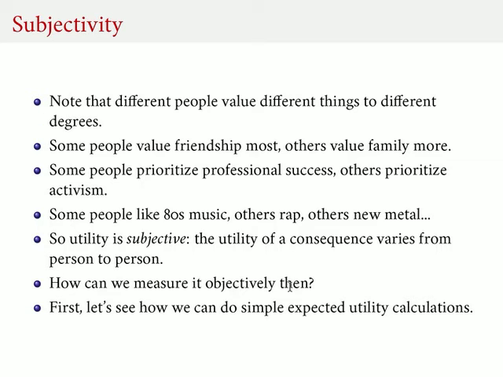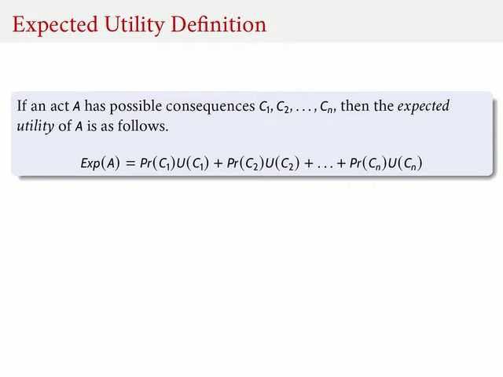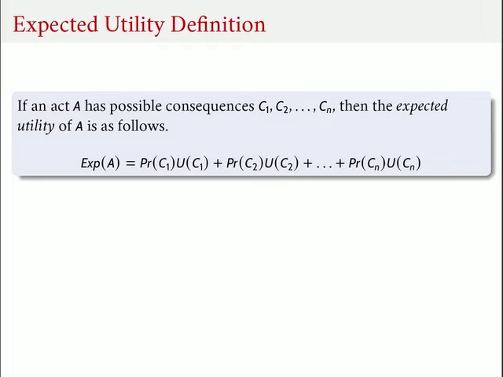But before I talk about how to do that, I'm going to show you how we can do simple expected utility calculations. And this way of doing expected utility calculations is just a very simple extension of the way of doing expected monetary value calculations, which we introduced in the previous lecture on Monday. So when we have an Act A with possible consequences C1 to Cn, then we say the expected utility of A is equal to the sum of the products of each consequence's probability times that consequence's utility.